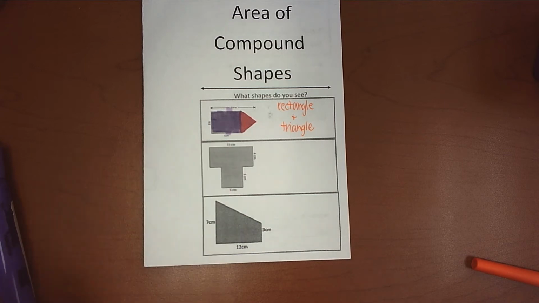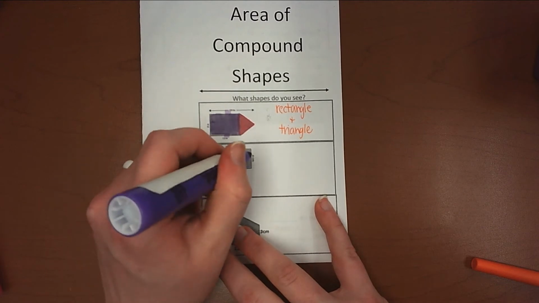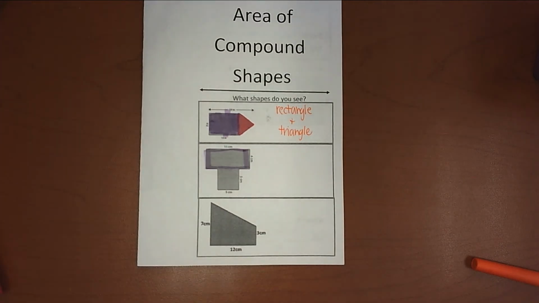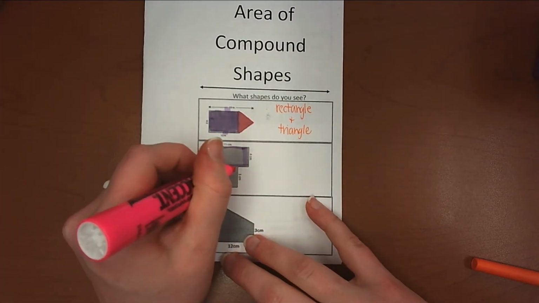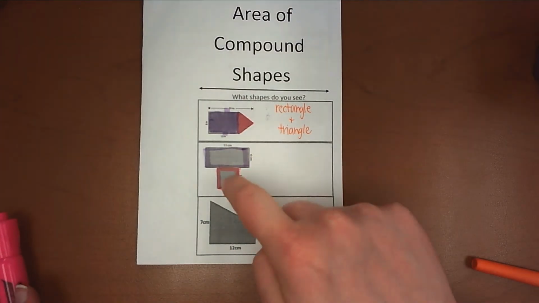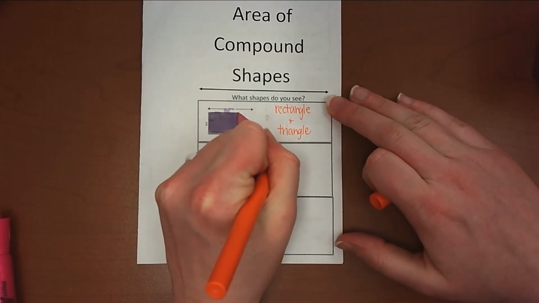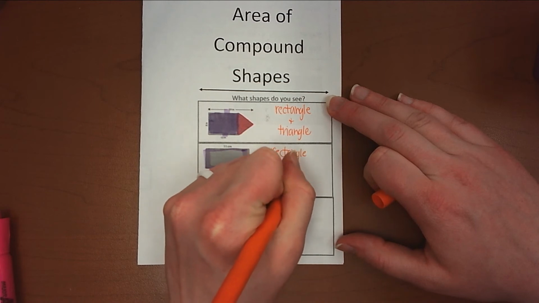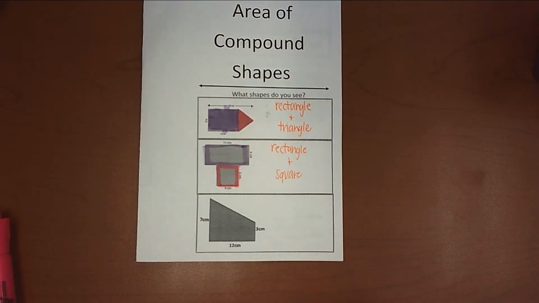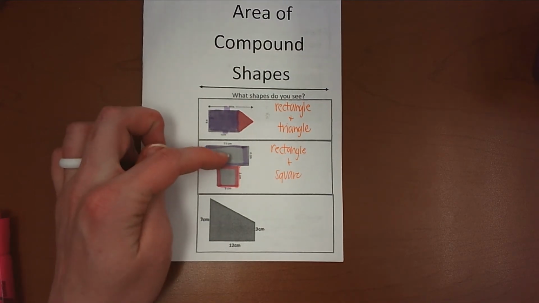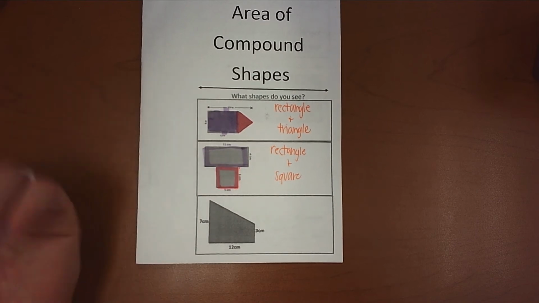For this next shape, it looks kind of like an uppercase T. The basic shapes that I see are a rectangle here, and I also see a rectangle at the bottom, or actually this is a square, 5 centimeters by 5 centimeters. So I see a rectangle and a square. In order to find the area of these compound shapes, we're going to be finding the area of the first, finding the area of the second, and then adding them together.